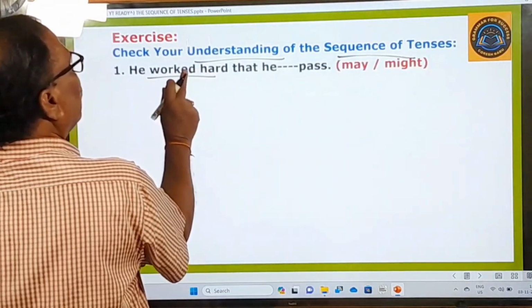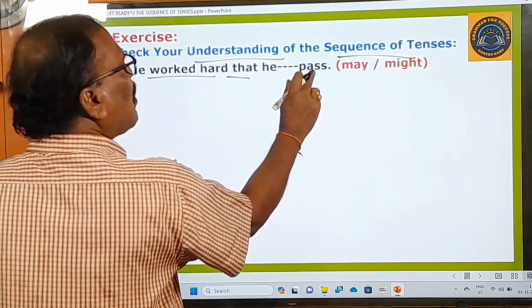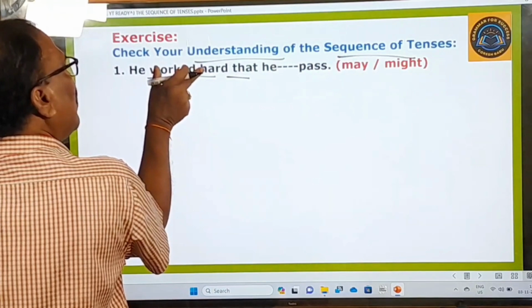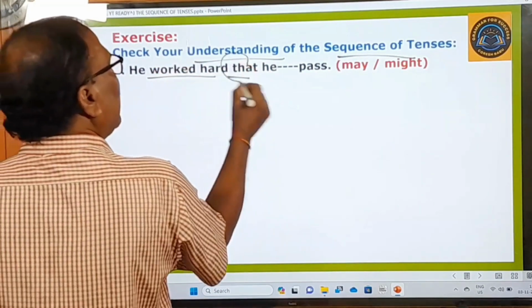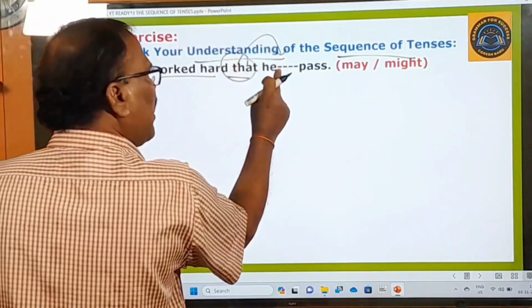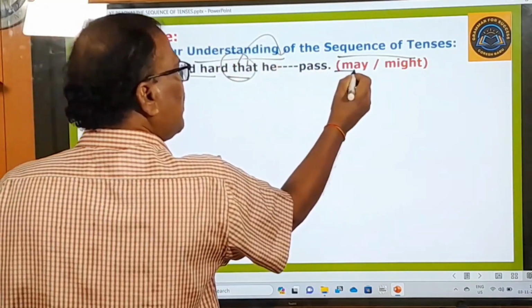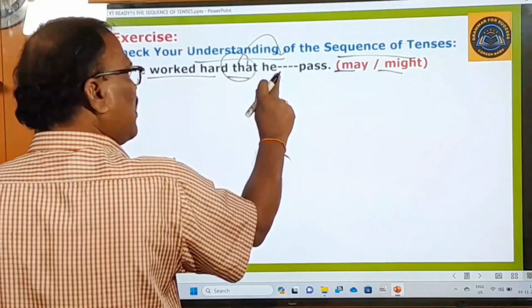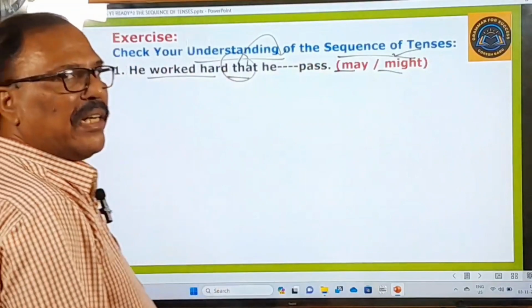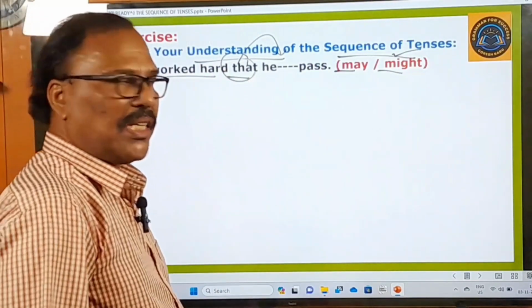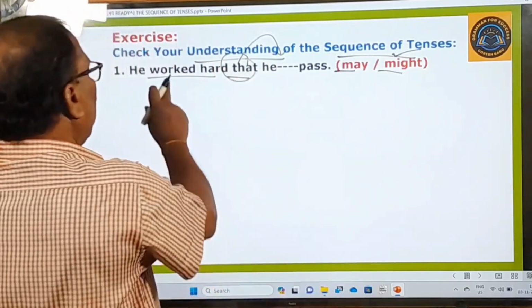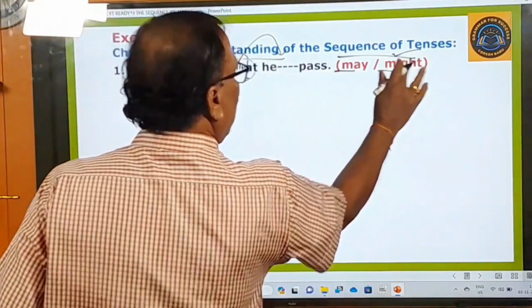He worked hard that he dash pass, may or might. Because he worked hard, this is the main clause. This is in the past tense. After that, it is a purpose-indicating clause. So since it is in the past tense, there must be again some past tense. May is present tense, might is past tense. What should be used in this? You should use only the past tense one. Now, a coherent relationship is there between these two clauses. That's why this sentence is absolutely correct, right? So he worked hard that he might pass. This is the right one, right?